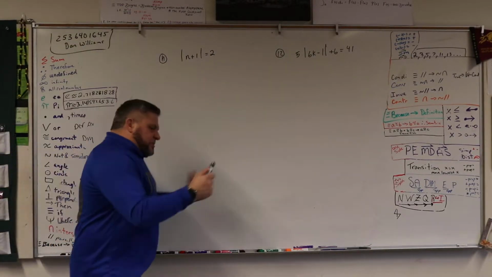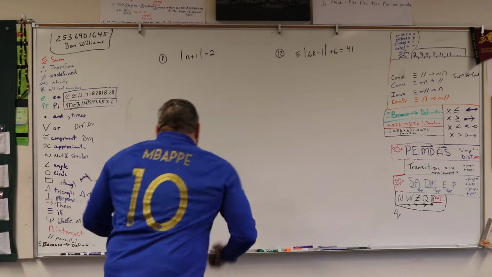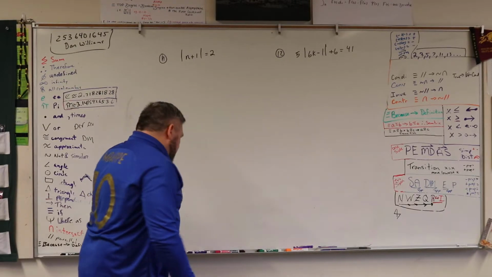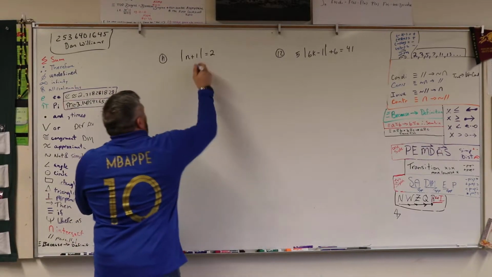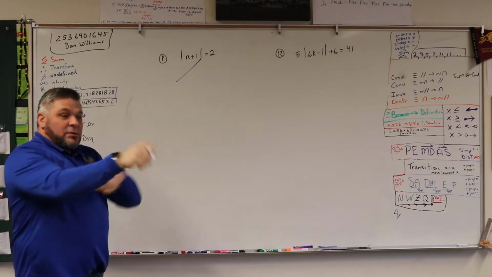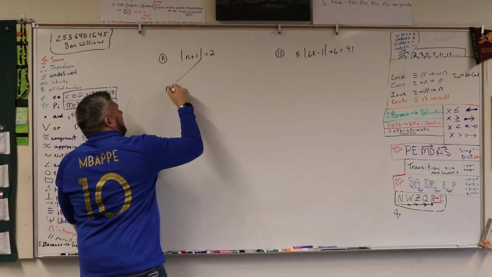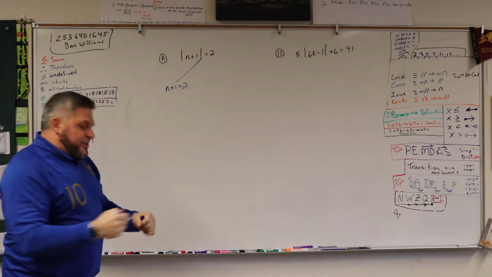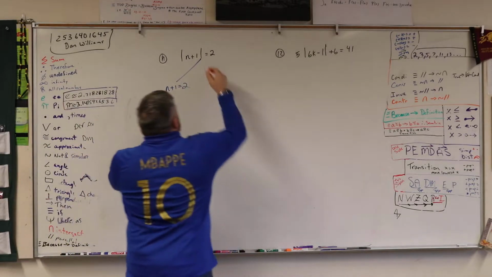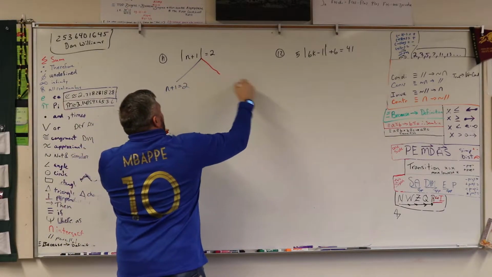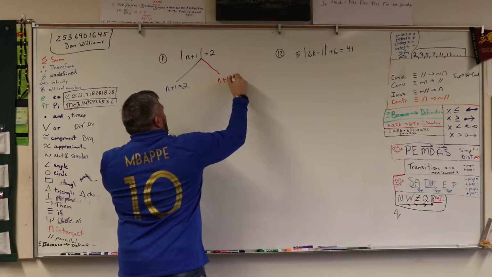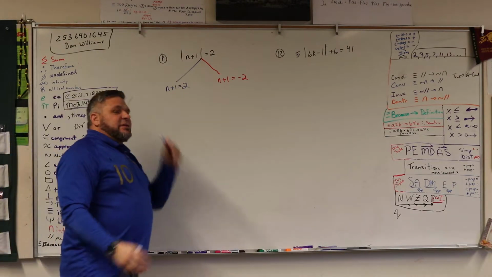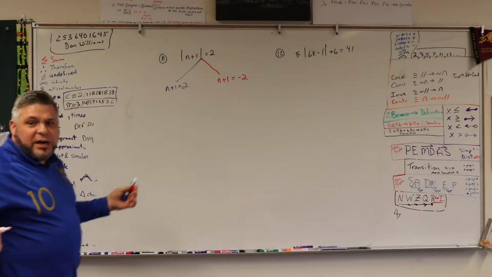11 and 12, absolute values. All right, so what do we got to do with absolute value? What's the key? We go to one side, what do we do? Write it the same way, yeah? n + 1 = 2. But then we got to go to the other side, right? And we got to say what? n + 1 = -2. Now we flip the sign, but you can't tell because an equal sign flipped is still equal, right?